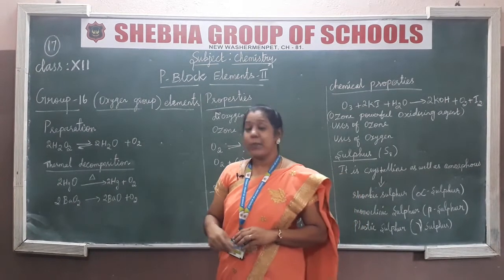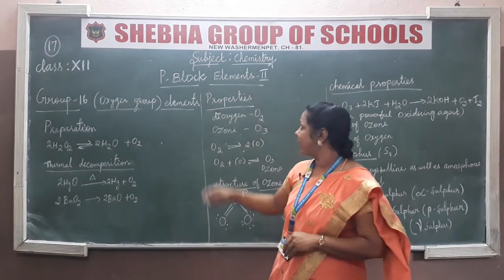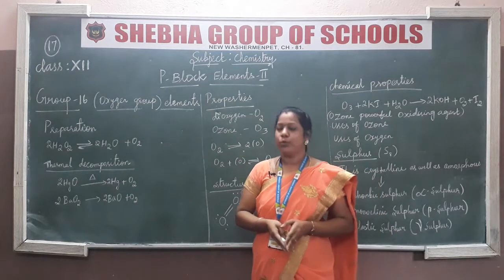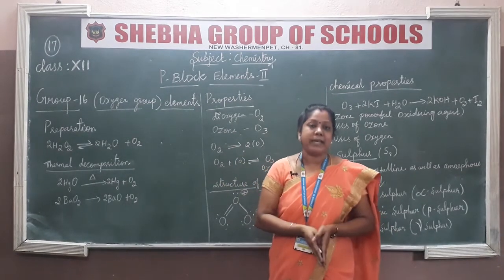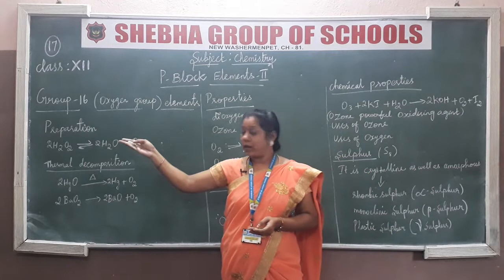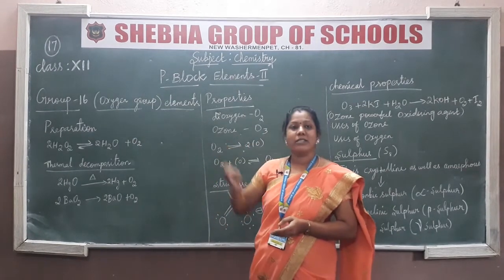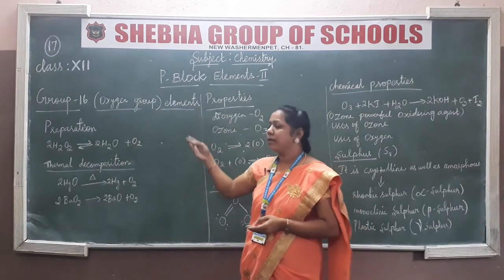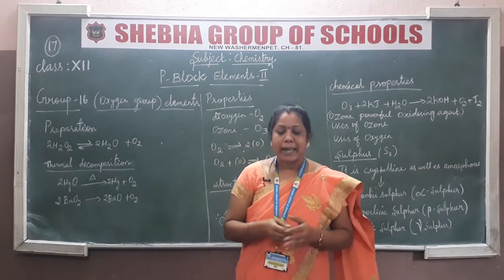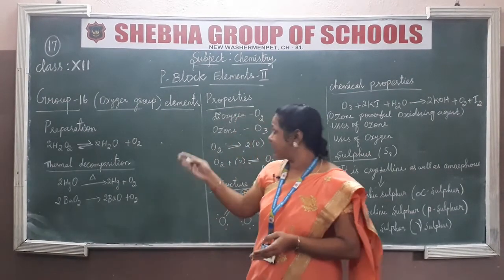Today is the 17th class of the 12th standard, P block elements part 2. We go for group 16 of our periodic table, that is the oxygen family, the oxygen group. It's also called the chalcogens. What is that? Chalcogens. Group 16 is oxygen.